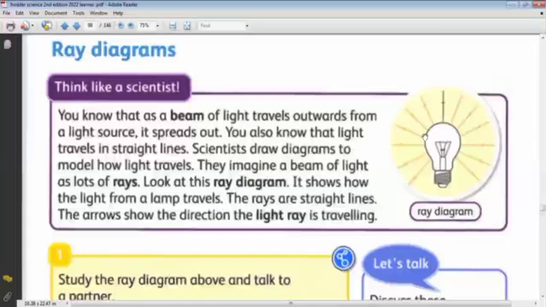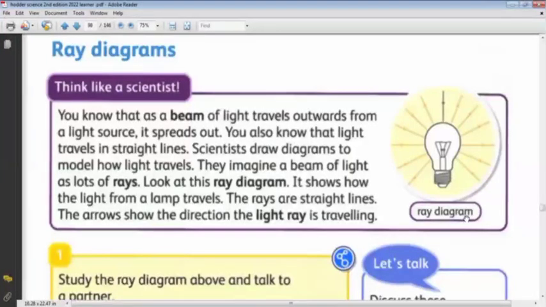So they draw this lamp and then they express the light that comes out from the lamp in the form of a straight line. This is known as a ray diagram. When we draw the source of light, we can imagine that the light comes out from the source in the form of a straight line like this. So the scientists have to draw diagrams to model how light travels. They imagine a beam of light as lots of rays. They imagine the light that comes out from the source as rays that travel in the form of a straight line. So they draw this one, which is called a ray diagram.